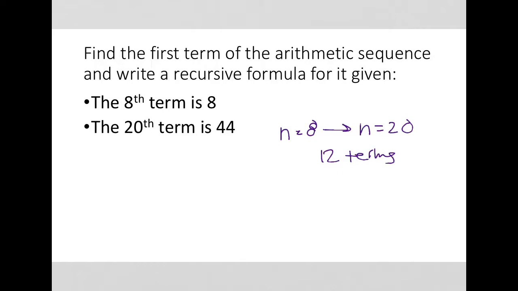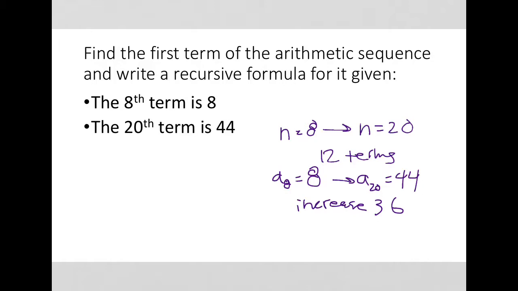Think about what I did there. I did 20 minus 8 equals 12. Now, in those 12 terms, how far have our term values jumped? Well, our term values have jumped from a sub 8, our 8th term having a value of 8, up to our 20th term having a value of 44. So again, I can say 44 minus 8 is giving me 36. So I have increased 36 in 12 terms.